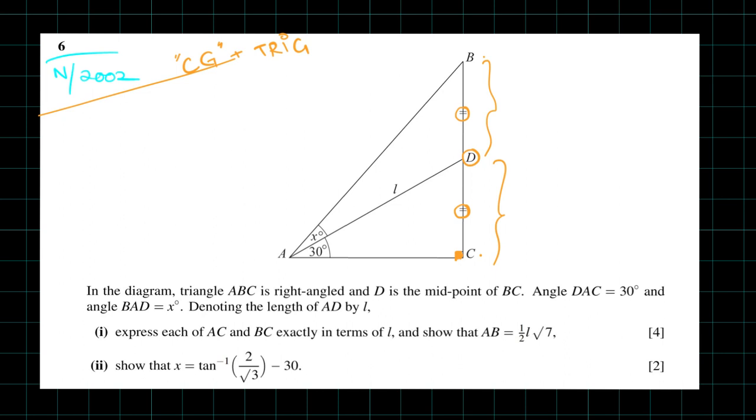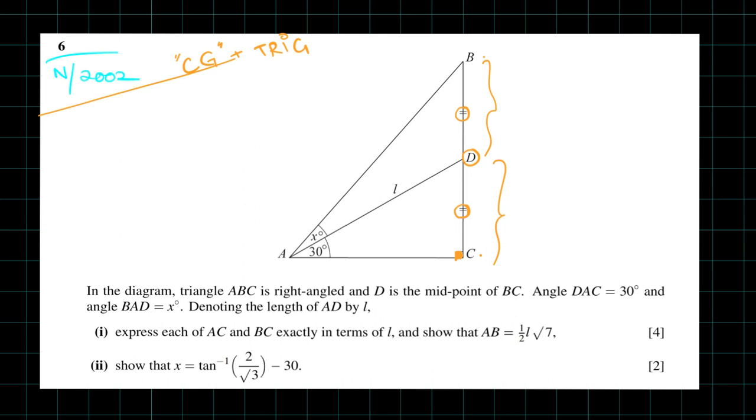Let's read the question further. Angle DAC is 30 degrees and BAD is x degrees. So there is a 30 degree angle over here, and an x degree angle over here. Denoting the length of AD by L. So the length of AD is denoted by the symbol L. Express each of AC and BC, this is AC, this whole thing is BC, exactly in terms of L, and show that AB, that is the hypotenuse of the big right angle triangle, is half L multiplying with root 7.